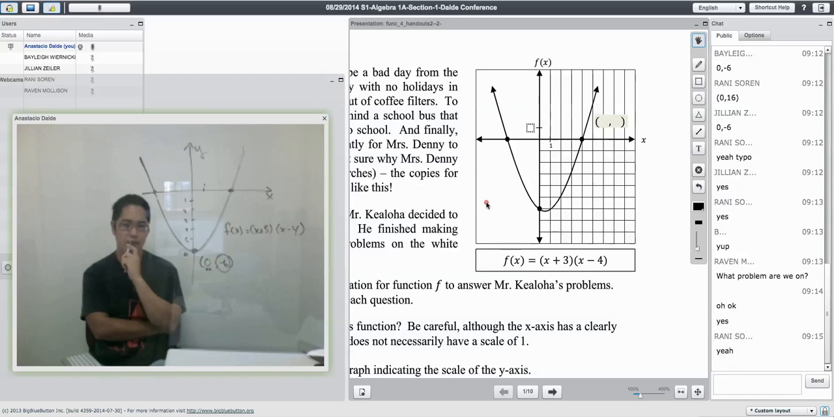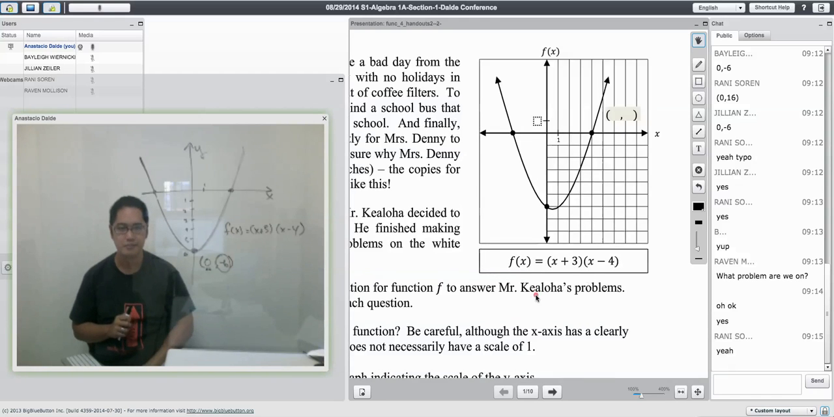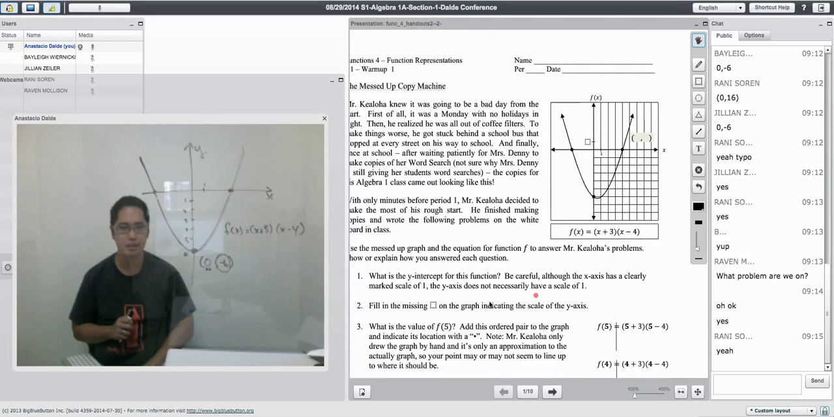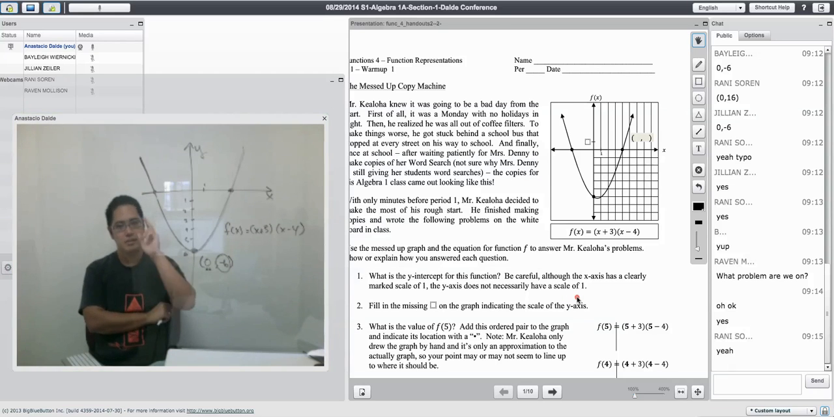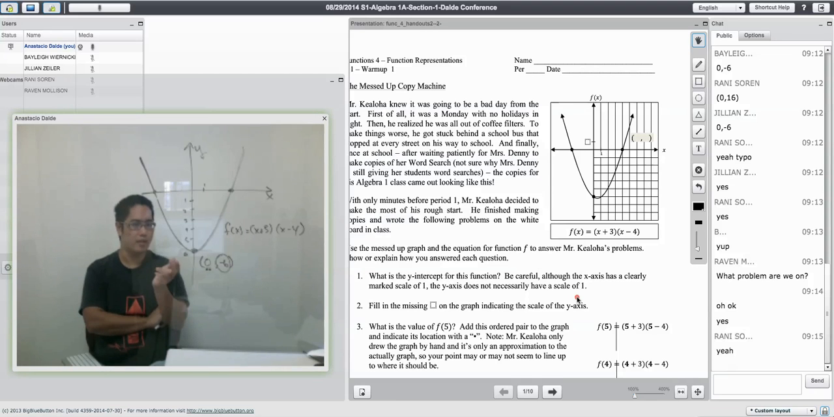Actually, you know what? We'll keep on reading. Hold on. Oh, here we go. It says, what is the y-intercept of the function? Be careful. Although the x-axis is clearly marked with the scale of 1, the y-axis doesn't necessarily have a scale of 1.